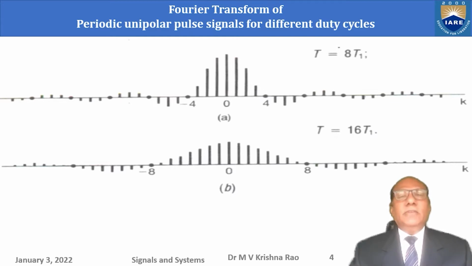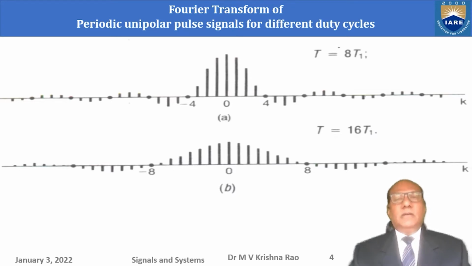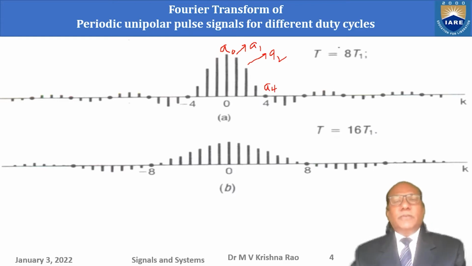When I take individual impulses here, they correspond to Fourier coefficients. So this is A0, this is A1, this is A2, then A3, this is A4. A4 equal to 0 here. So the fifth coefficient is becoming 0.